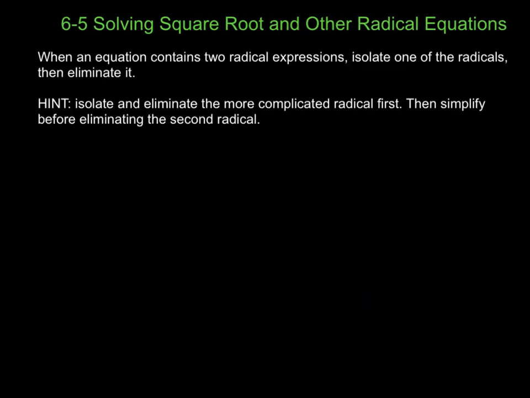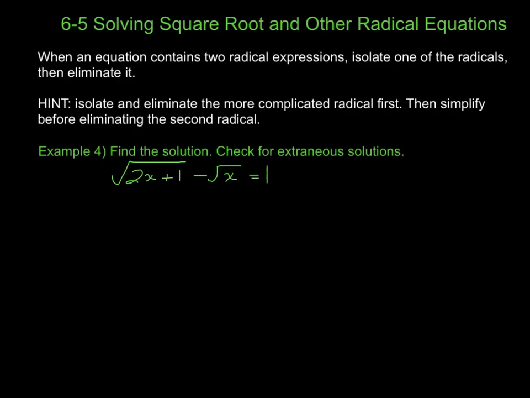Now, it's also possible that an equation can contain two radical expressions. If this happens, isolate one of the radicals and then eliminate it. Here's a hint. Always isolate and eliminate the more complicated radical first, then simplify before eliminating the second. For example 4, we need to find the solution and then check for extraneous solutions. We are given the square root of 2x plus 1 minus the square root of x equals 1. So what we need to do, again, is get rid of the more complicated radical first.